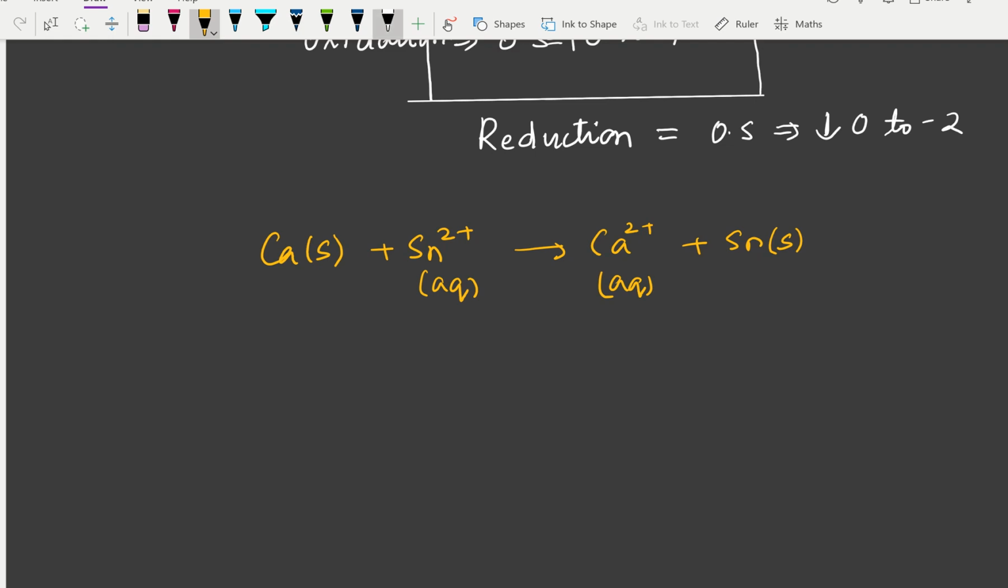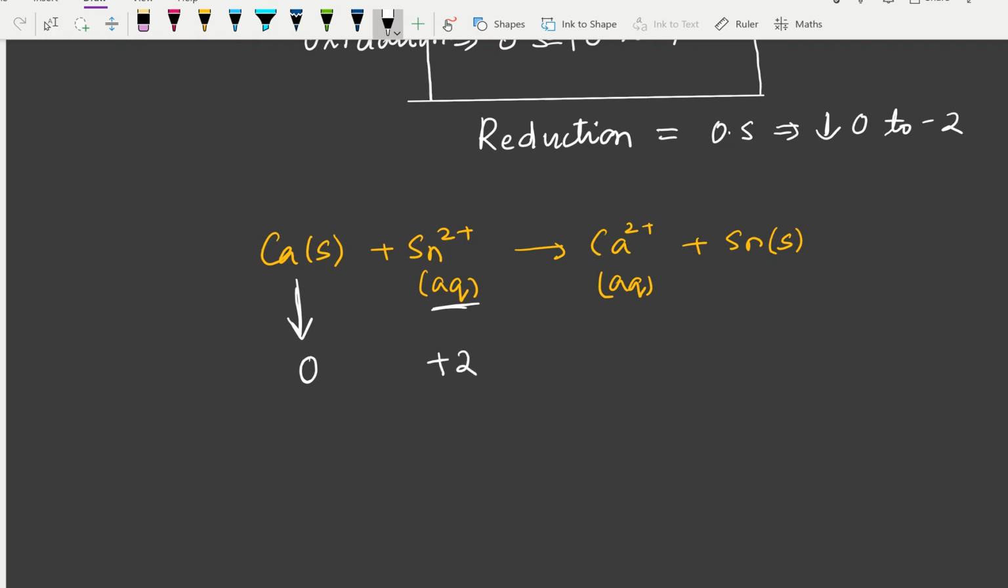If you observe carefully, calcium here is uncombined, so its oxidation state, or oxidation number, is 0, and Sn2+ is 2+. That means it's a part of a compound. See, aq means aqueous. Aqueous means it's an ionic compound. Sn2+ has a charge and is in the aqueous form. It's a part of a solution. So the charge on Sn2+ is +2.